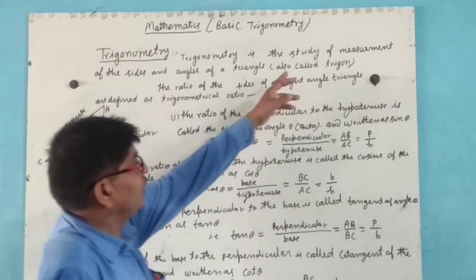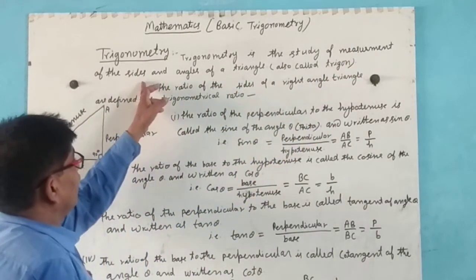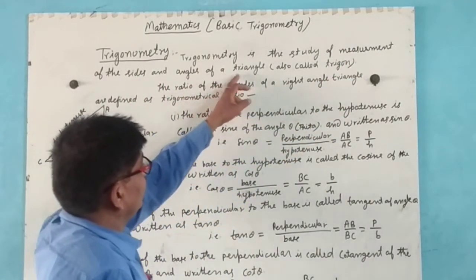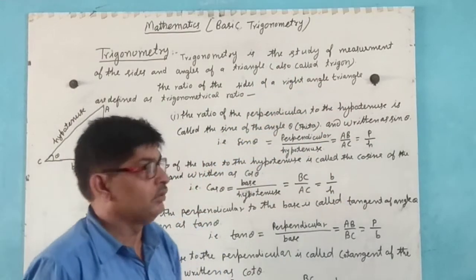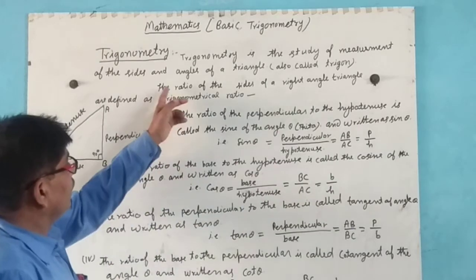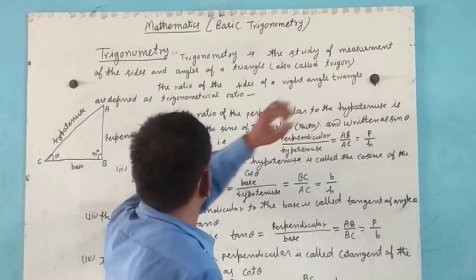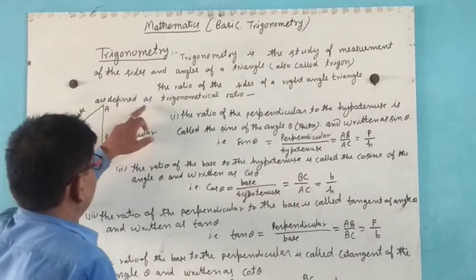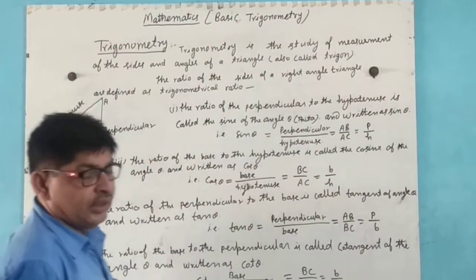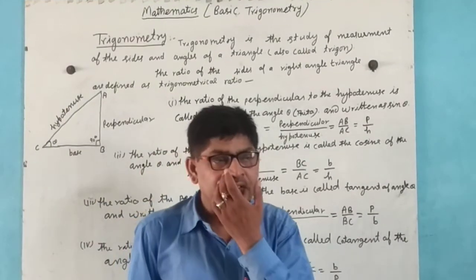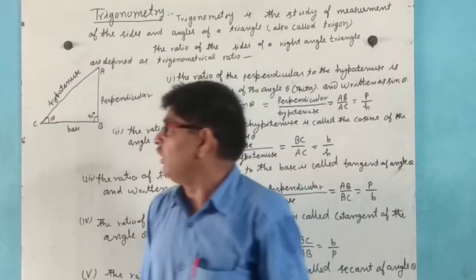Trigonometry is the study of measurement of the side and angle of a triangle. It is also called trigon. Now, the ratio of the sides of a right angle triangle are defined as the trigonometrical ratios like sin theta, cos theta, tan theta, cot theta, sec theta, and cosec theta.